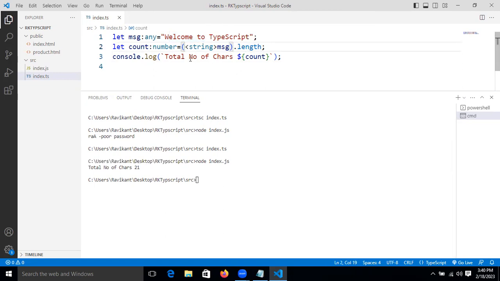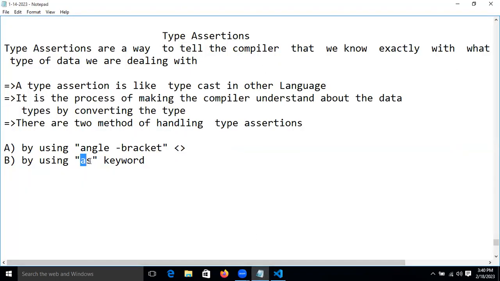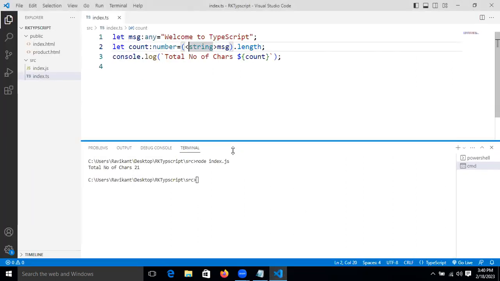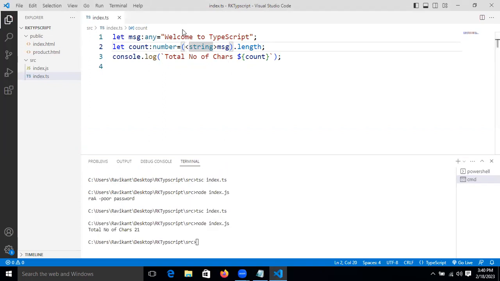But in many languages the meaning of this angle bracket is different. It is different in other middleware frameworks. Several middleware frameworks are there that don't understand this angle bracket. Then we use a different approach: the as keyword. We use the as keyword to convert one type to another type.